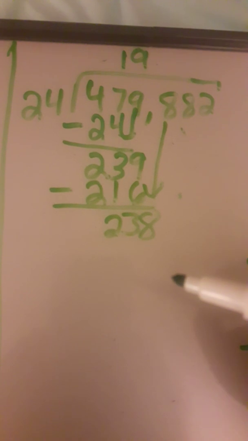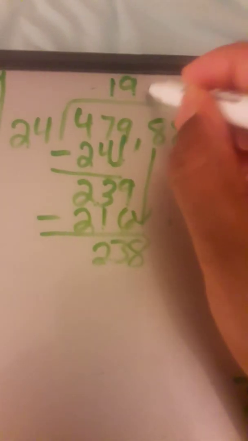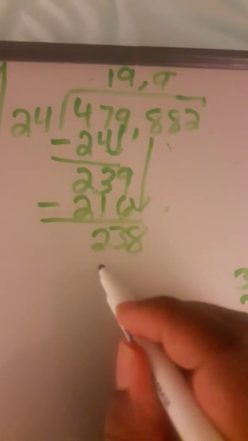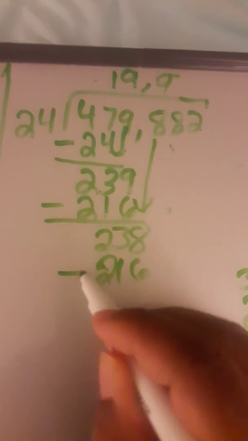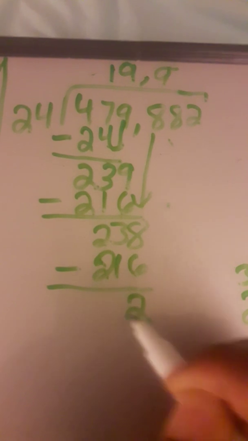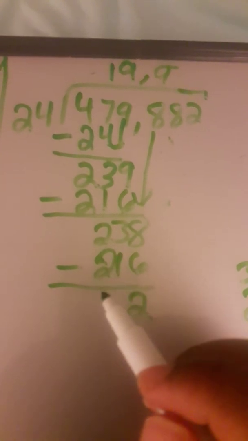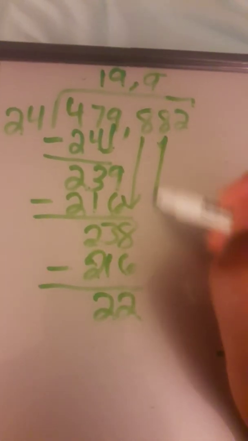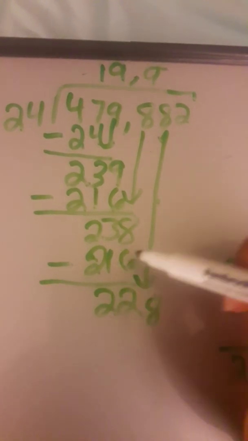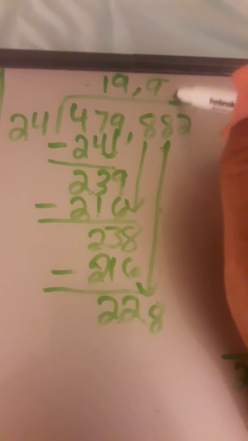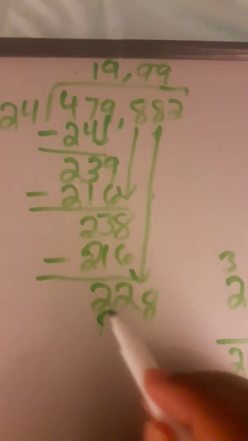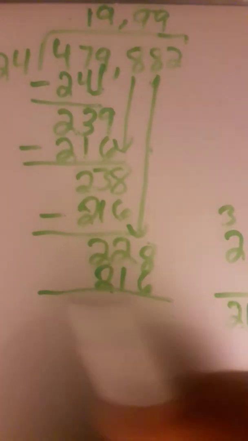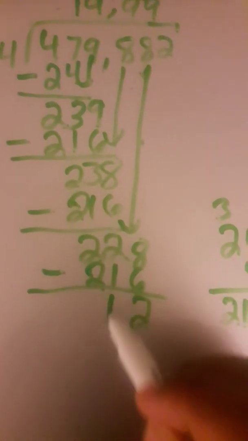And now we have to see how many times does 24 go into 238, and we're going to write 9 again. And since we already know that 9 times 24 is 216, we're going to write that down, and we're going to subtract that. And now we're going to have a 2 in the remainder, and then we're also going to have a 2 in the result. And now we bring down that 8 again, and we see that 9 times 24 equals 216, so we subtract that number again, and we have 12 as the result.